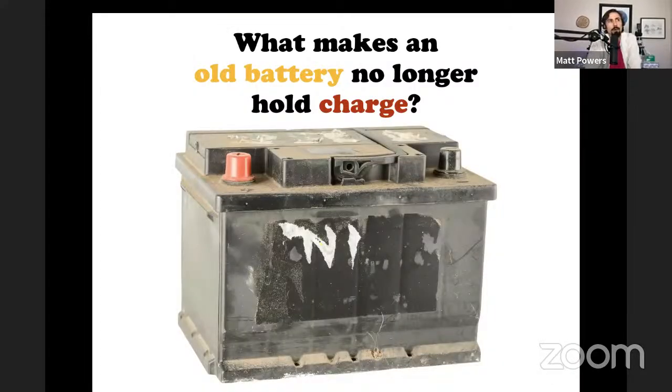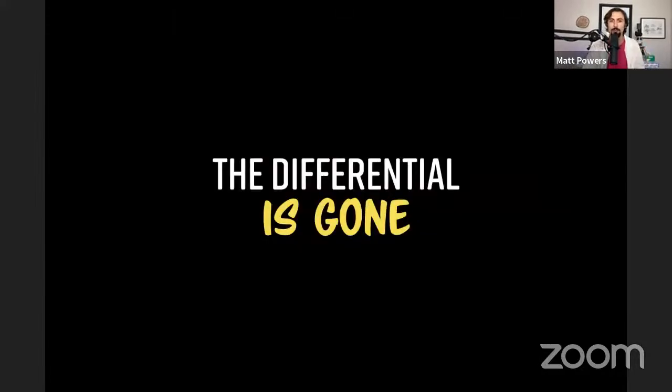So what makes an old battery no longer hold charge? You guys know this one? Well, it's the salt buildup on that inner panel. You can slam it with a big, huge charge and clean that off, or you've got to get a new one where it's clean. And what that means is that the actual differential has gone when the salt builds up on it. There's no difference between the anode and the cathode with the energy bank. So this is going to be relevant in a second.